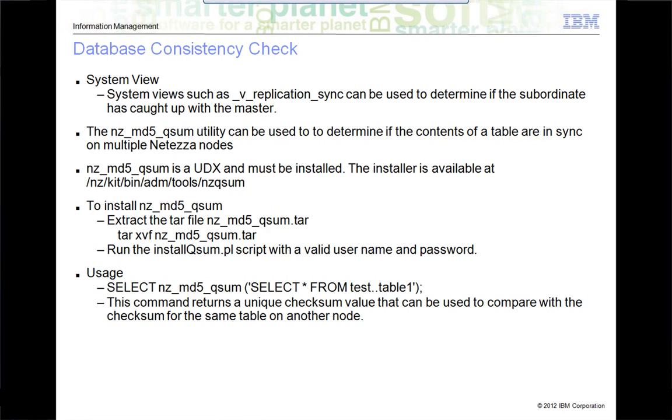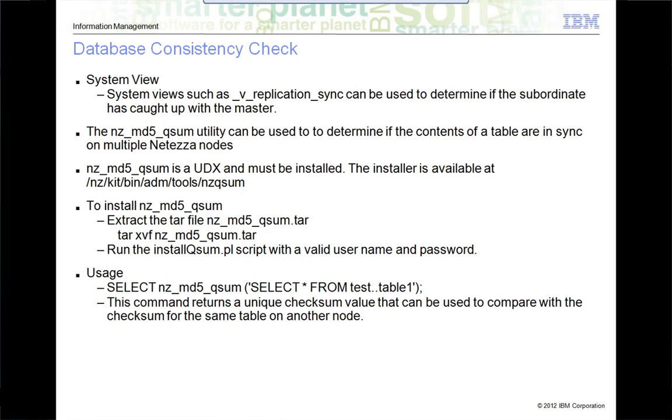This is a UDX, and it has to be installed. The installer is available in the directory that I show there, in the nzkit bin adm tools nzqsum directory. To install, you extract the tar file using tar xvf nz_md5_qsum.tar, and you run the install qsum perl script with a valid username and password, and that will install that UDF for you.